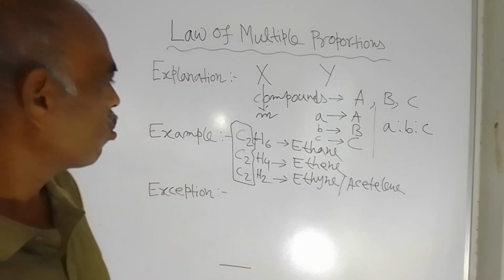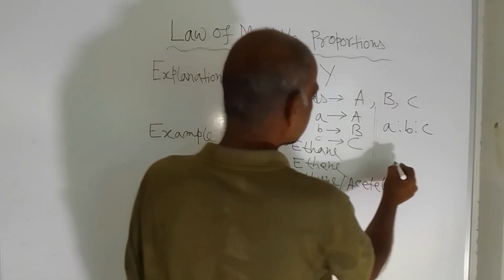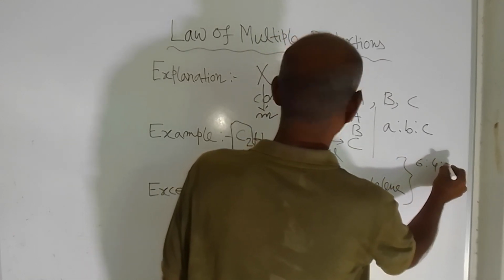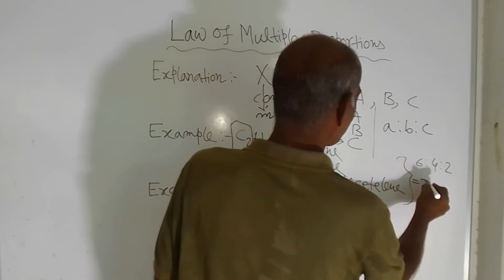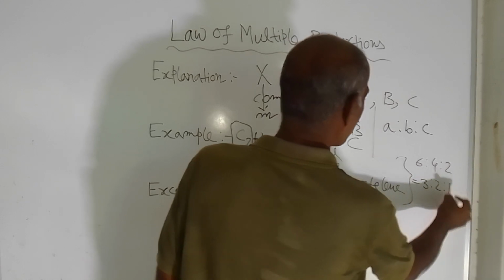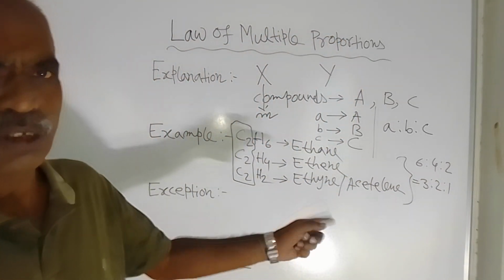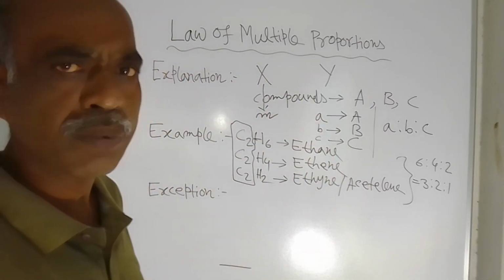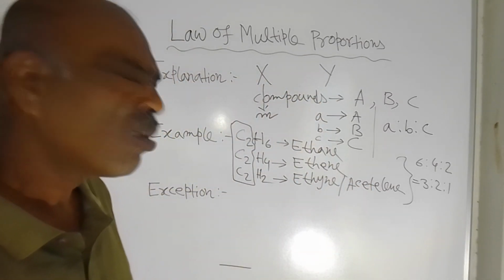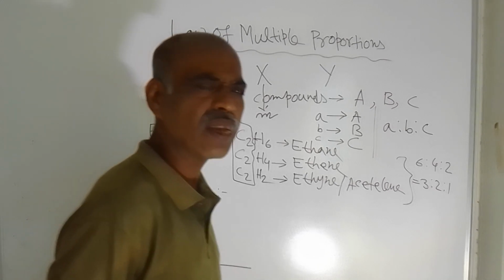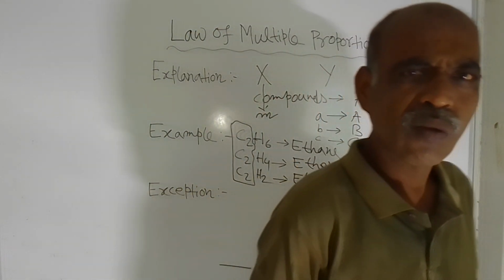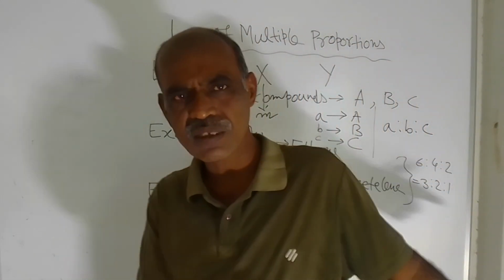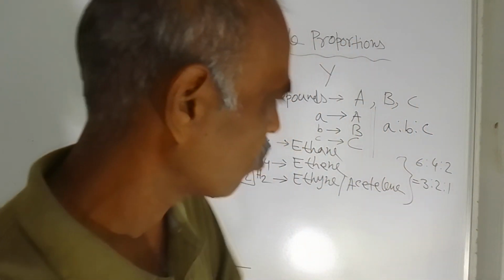Okay, so here what is the ratio? Here the ratio is 6:4:2, that is equal to 3:2:1, which is a simple one. This ratio is a simple one. So this proves the law of multiple proportions. Not proves, it is actually one example. Okay, for this case the law is valid, because this is a simple ratio.